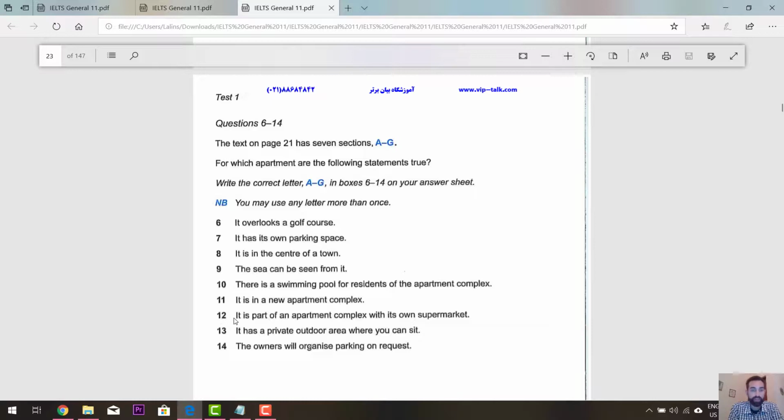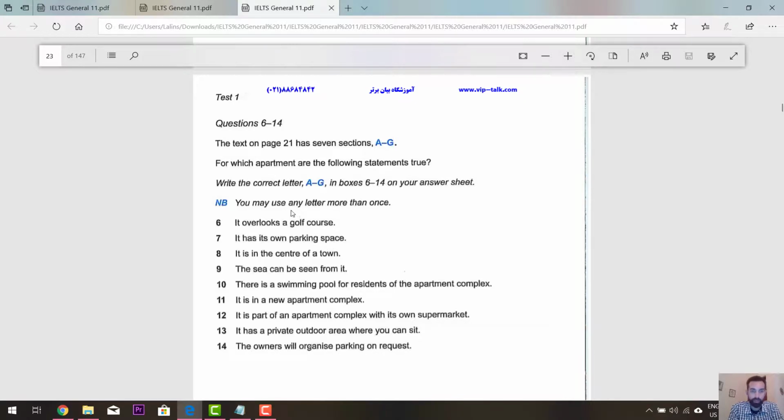Question 12. It is part of an apartment complex with its own supermarket. Question 13. It has a private outdoor area where you can sit. Question 14. The owners will organize parking on request.